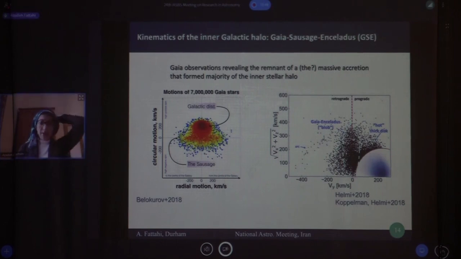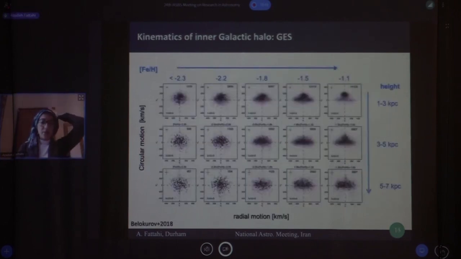Very early on with Vasily, we started to look at this in the simulations. Now I realize I should have mentioned before going to the simulations, chemistry is quite important. Basically, kinematics alone is not enough. Chemistry is giving us a lot of information in identifying substructures in the halo. Here is an example for this GSE, or Gaia Sausage, particularly.